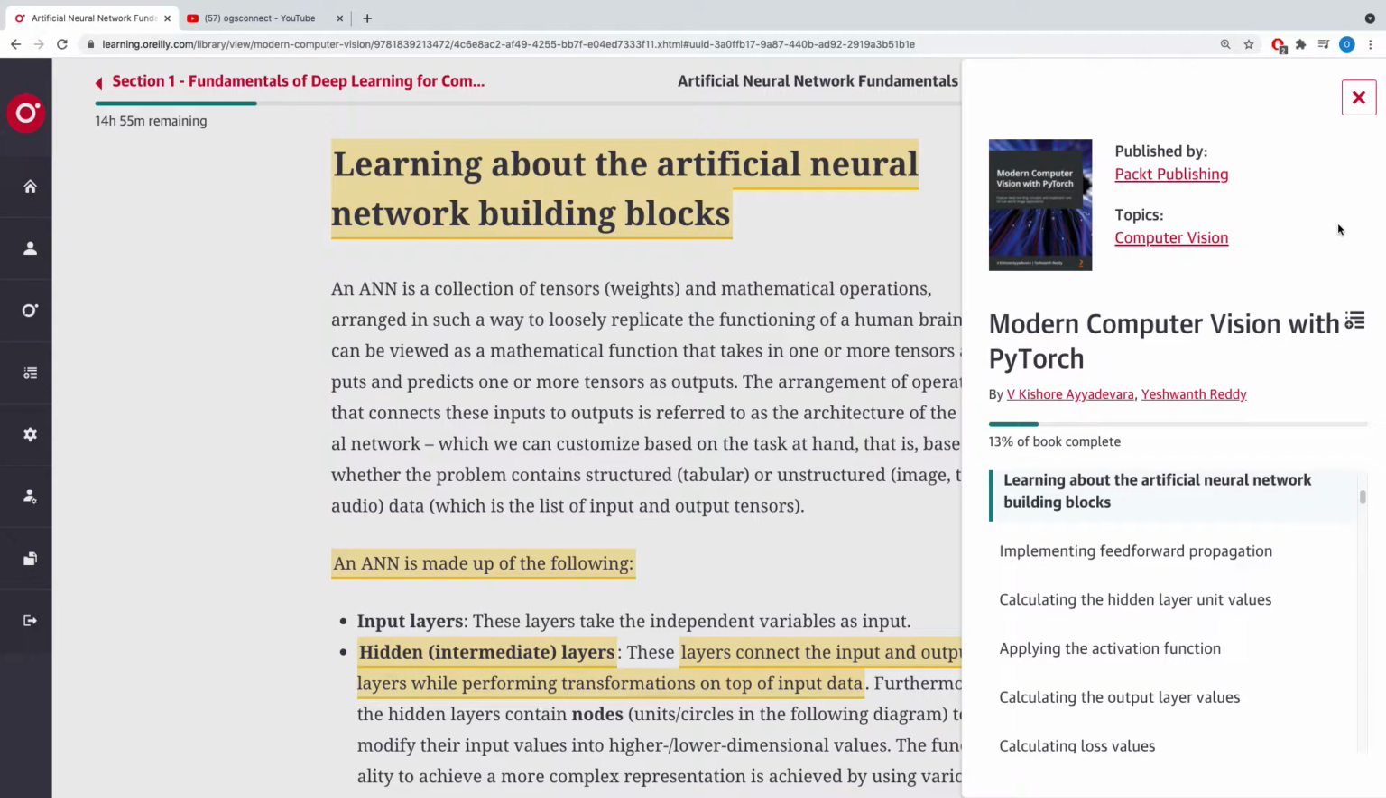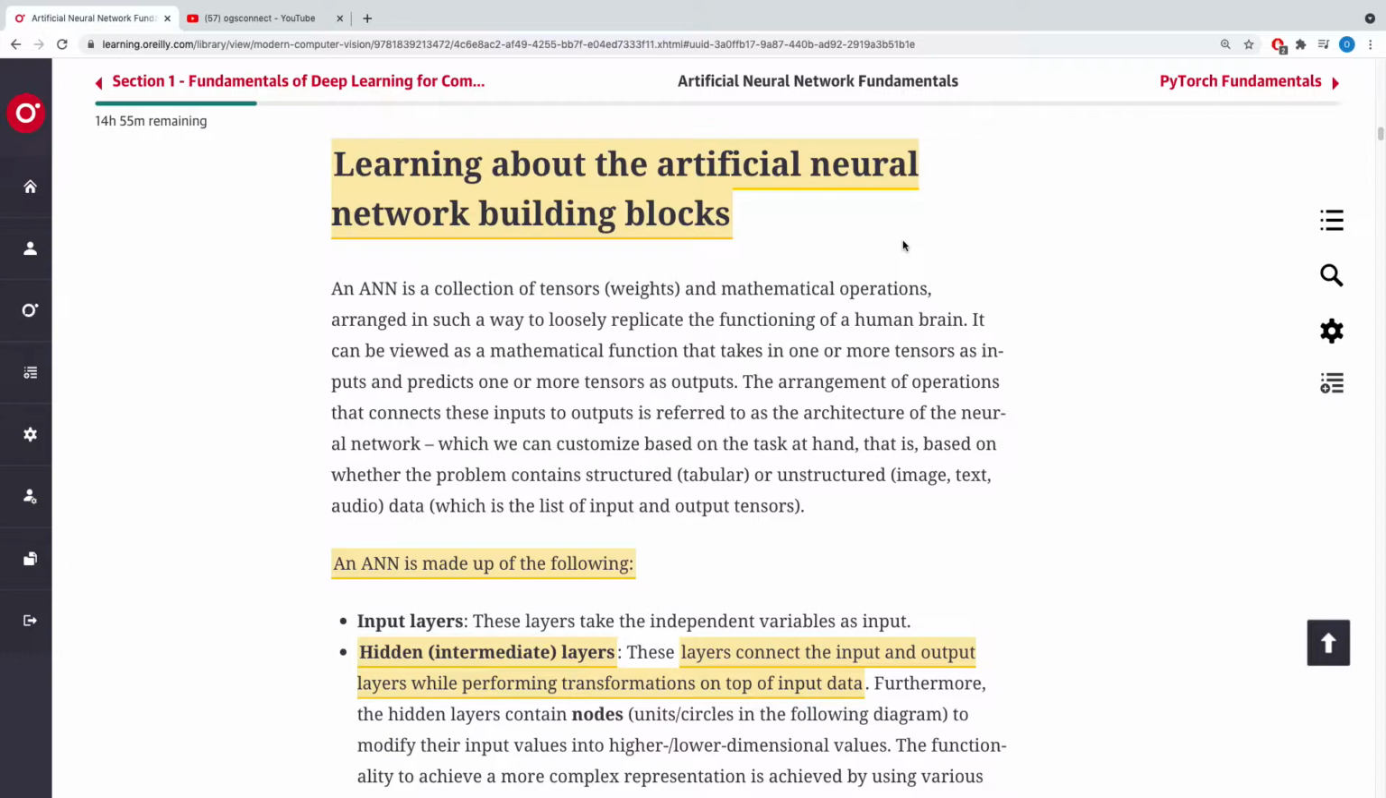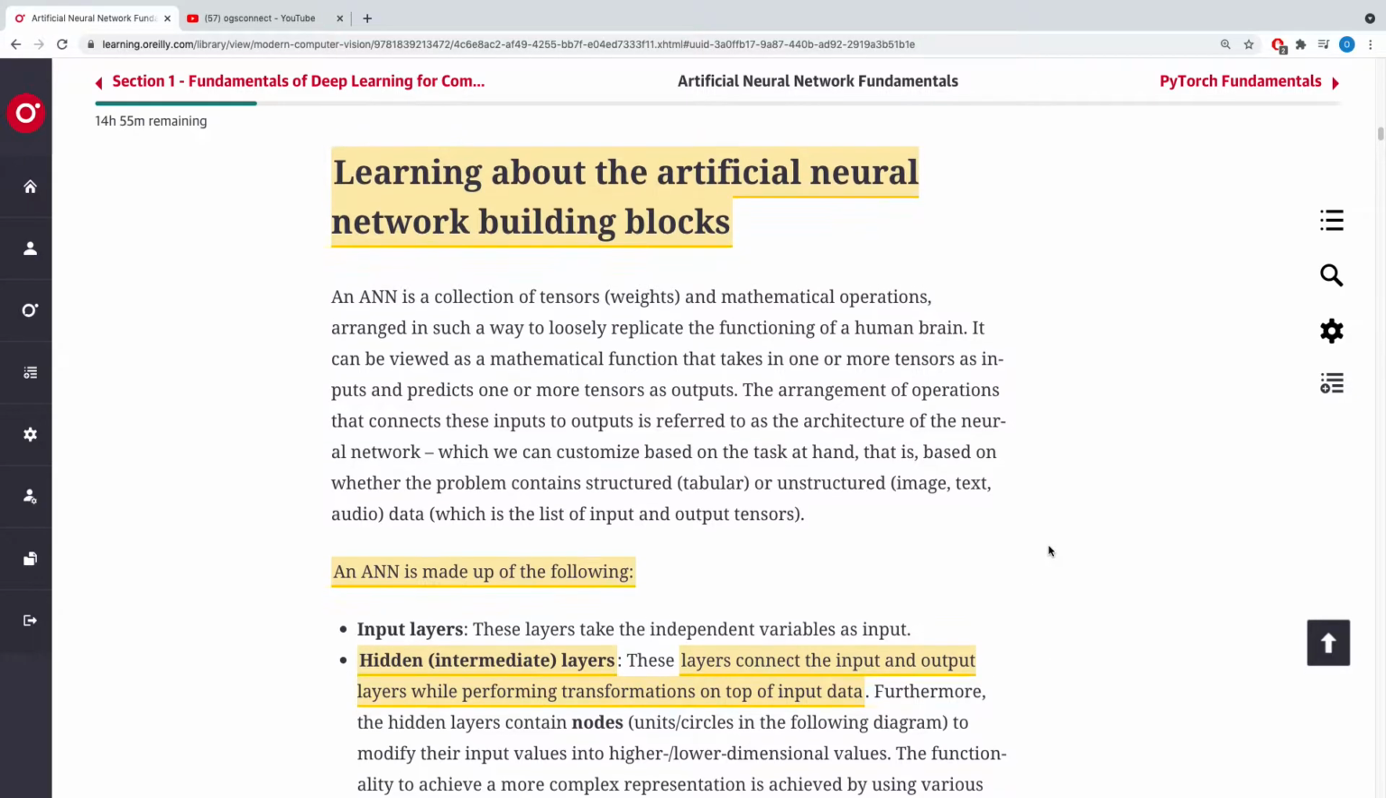Back to our discussion of modern computer vision with PyTorch, and in this session we'll be looking at learning about the different building blocks of the artificial neural network. We know that the neural network consists of a collection of weights or tensors or matrices and some mathematical operations which replicate the way the human brain functions.